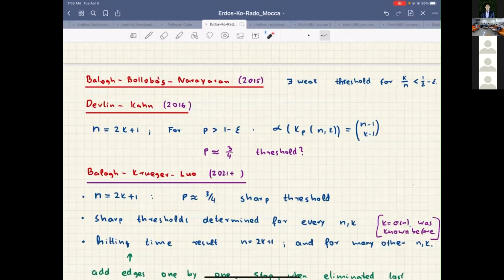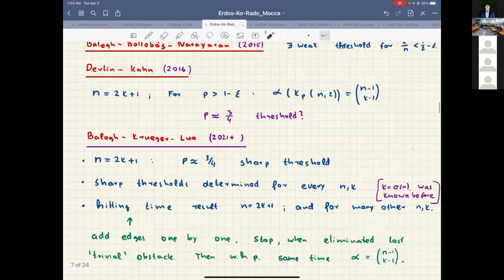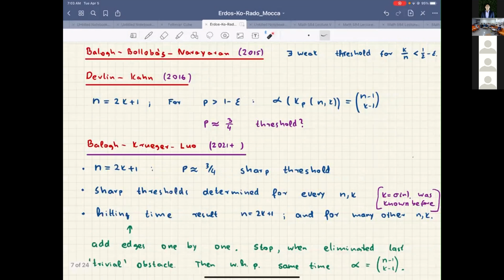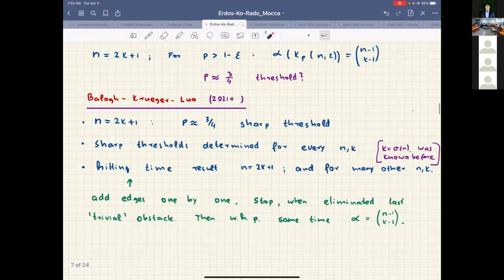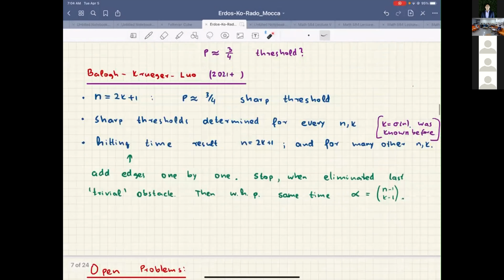So this problem got some attention. For these values, Devlin and Kahn, instead of 3/4, proved that if p is separated from 1 by a constant, then the independence number is exactly the star. But what we proved recently, with Bob Krueger and Haoran Liu, is that indeed p equal to 3/4 is the sharp threshold. And we actually proved a little bit more.